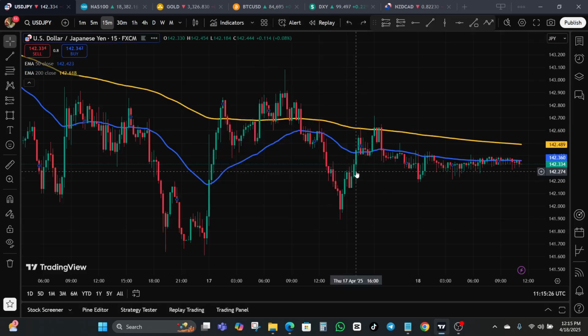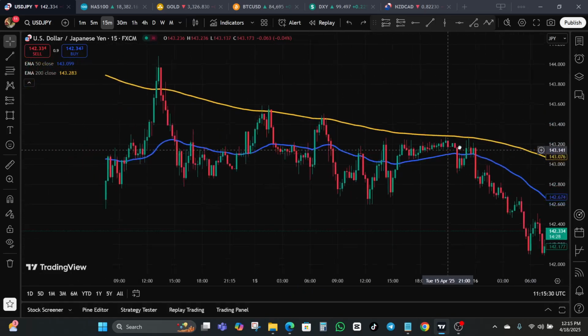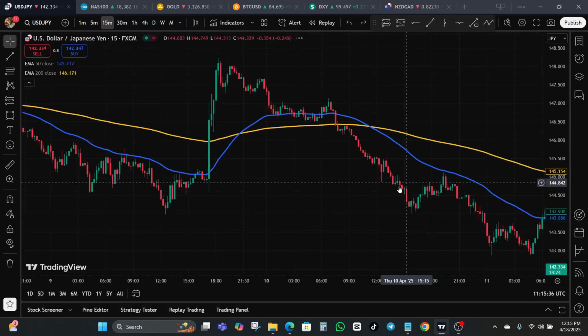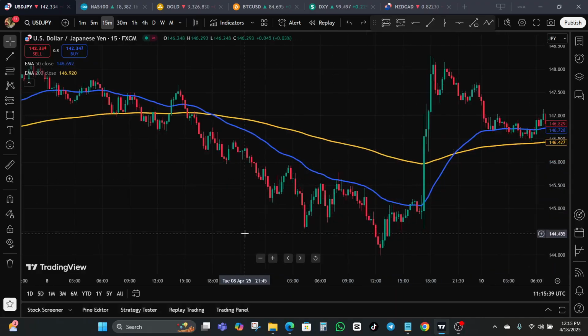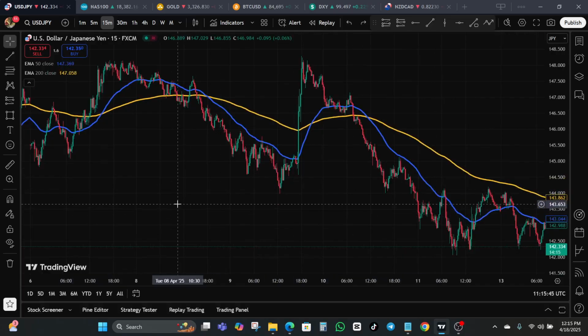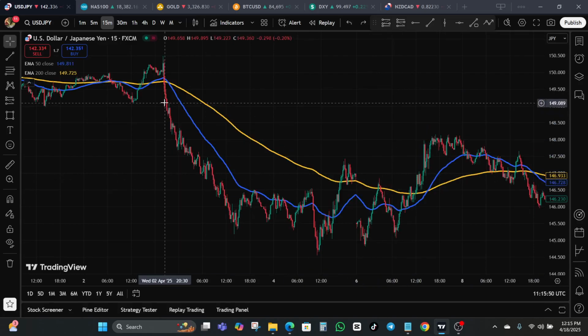Okay, here we go. So basically, when the price is above the 50 EMA and the 200 EMA, we look for buying opportunities. Then when the price is below the 50 EMA, we target selling opportunities. So this gives us a solid trend direction to follow.